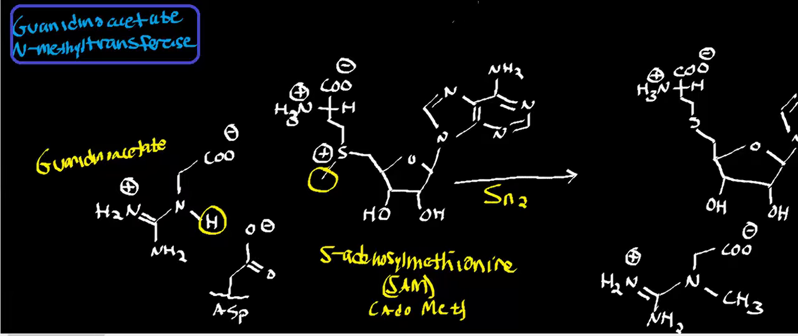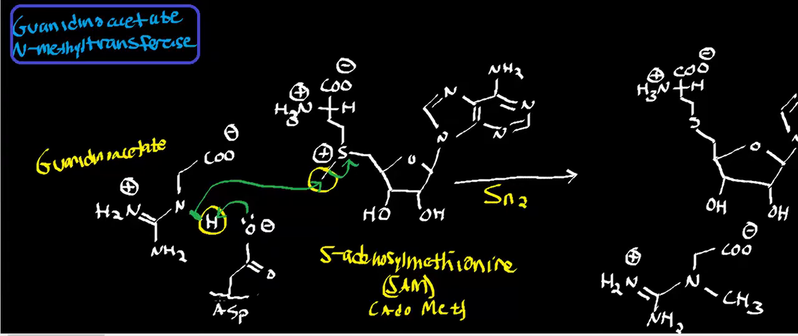Let's look to see how that occurs. So in the active site, we have this critical aspartate residue. And I'll do the mechanistic steps in green once again. So aspartate is going to deprotonate the guanidino group there, and this bond right here is going to split. And the electrons are going to come out here, and they're going to nucleophilically attack the methyl group of S-adenosylmethionine, causing loss of a leaving group.